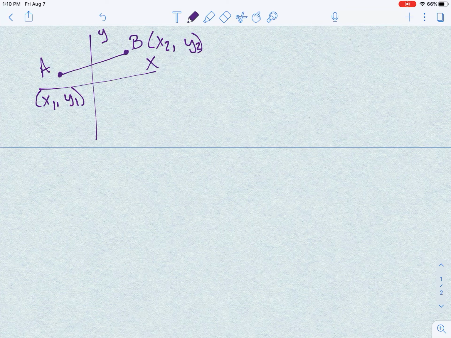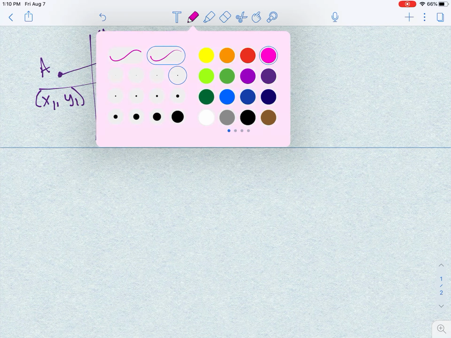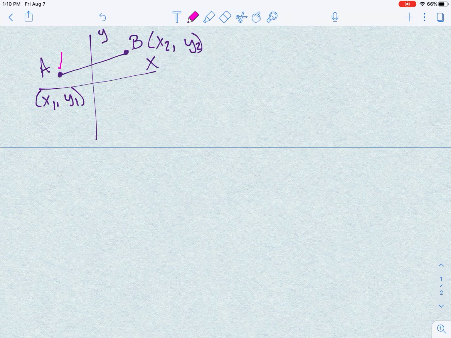So if we wanted to find our midpoint, when we're on a coordinate plane, we are allowed to count straight up or straight over.